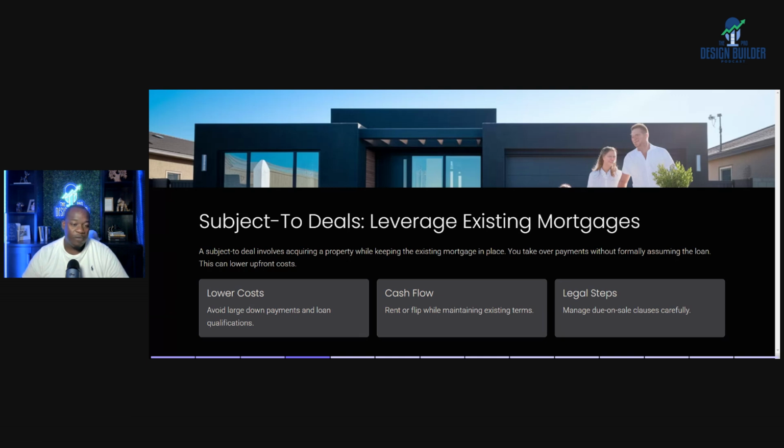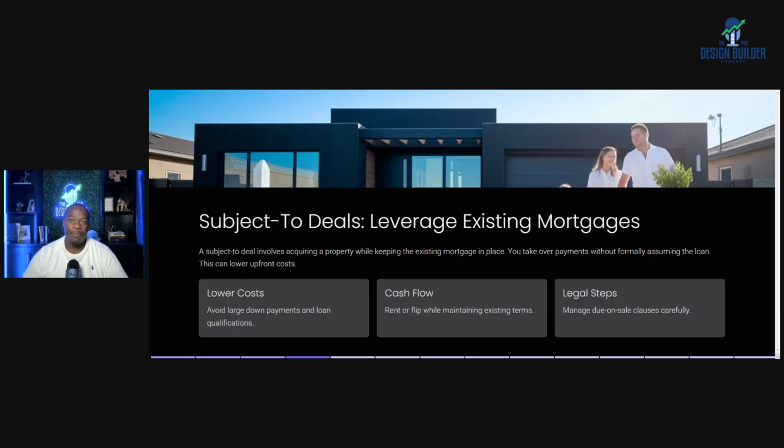All right, so lower costs: avoid large down payments and loan qualification. You're not going through the banking process, and you're not using your own credit to secure this property from the homeowner. Cash flow: rent or flip while maintaining existing terms. The whole goal with subject-to is you're looking to get a renter inside the property so they continue to pay the mortgage, which pays the existing mortgage, and then you will cash flow from that.